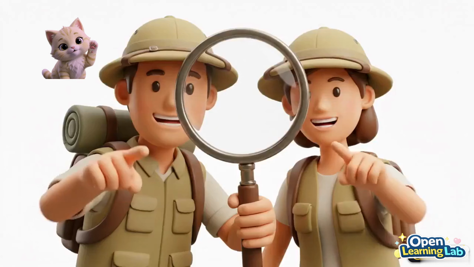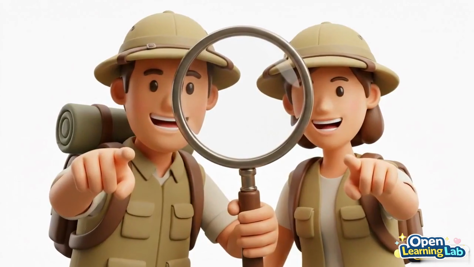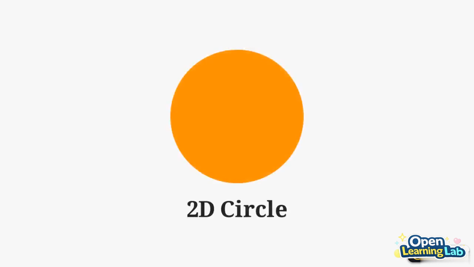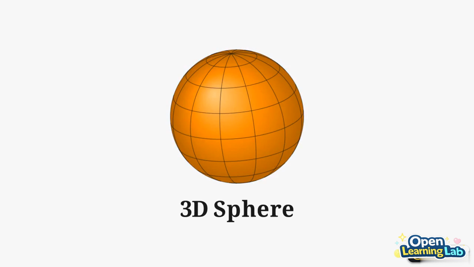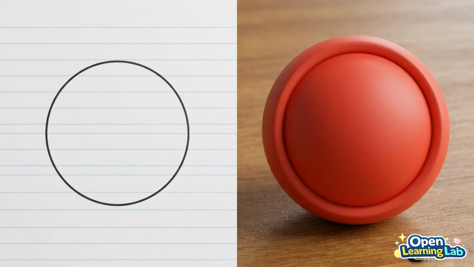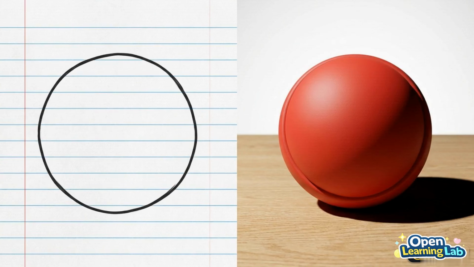Now it's time for the Junior Explorer Challenge. Let's see if you can spot these shapes. Is a bouncing ball 2D or 3D? It's 3D. And what do we call a flat side of a cube? That's a face. Look at these two. True or false? A flat circle and a solid sphere are the same thing. That's false. One is a drawing and the other is a solid ball.